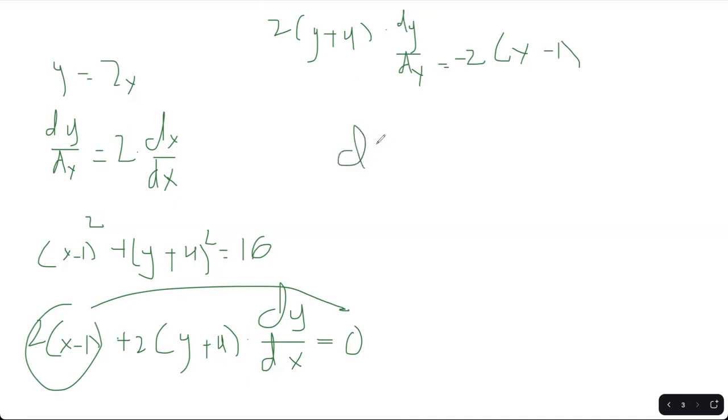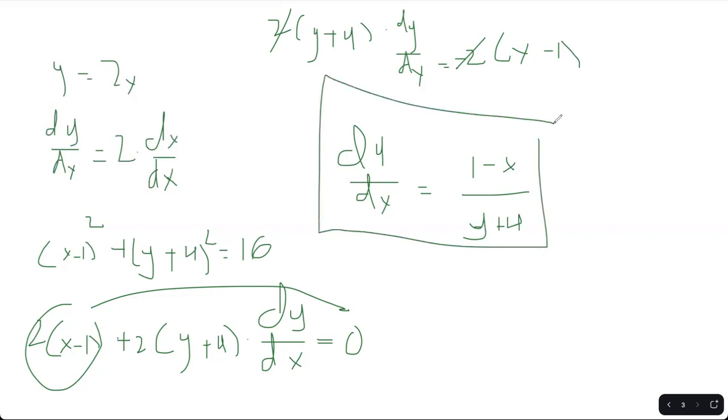So first we can divide by 2 because there's a 2 on both sides, and then we divide by y plus 4, and we get dy/dx is equal to, well, negative times (x minus 1) just becomes 1 minus x, over y plus 4. And that's going to be your derivative for this circle.